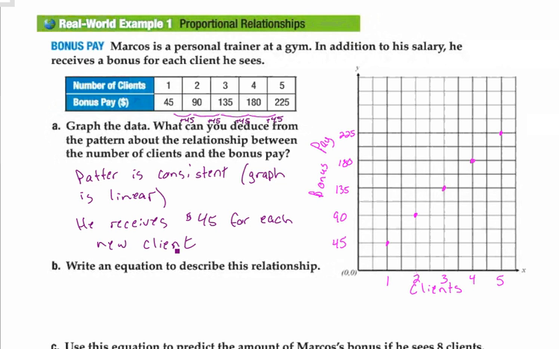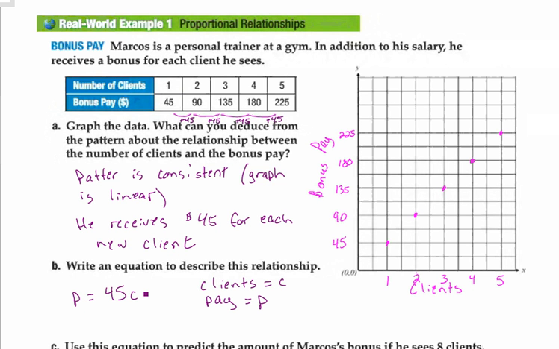Okay, now we have to write an equation to describe this relationship. So looks like we already have our nice little sentence right there. We are dealing with clients and we are dealing with pay. So C and P would work. The pay he receives is $45 for each new client. Okay, so maybe that's the way that we could have said it. So the pay is 45 per client.